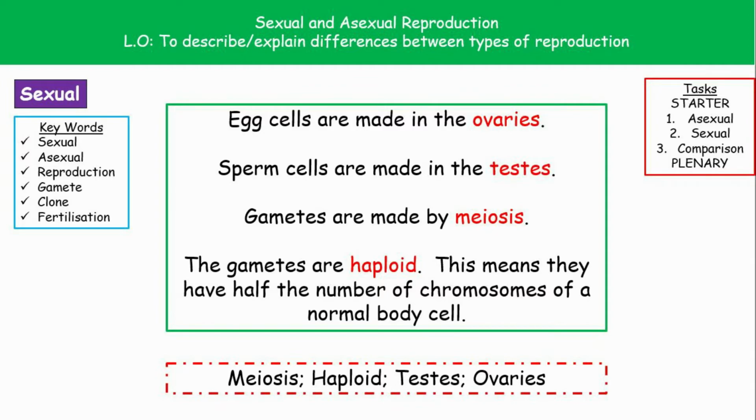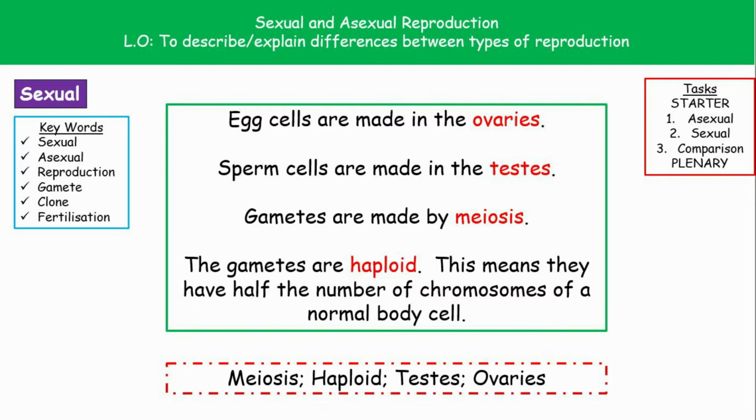Now do go careful with the spelling of that because it's really similar to mitosis in many ways and gets mixed up an awful lot, and your spelling will matter on the exam for this. The gametes are haploid, and the word haploid there just tells us that they've got half the number of chromosomes of a normal body cell.